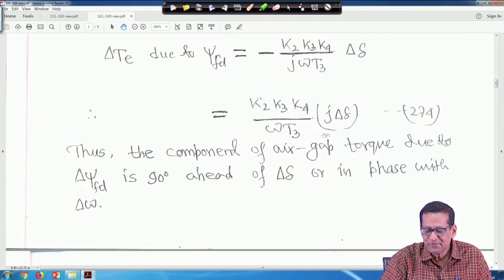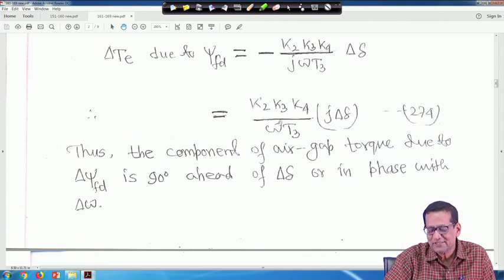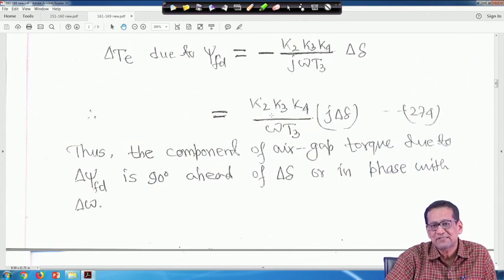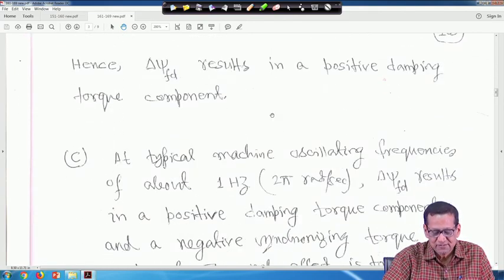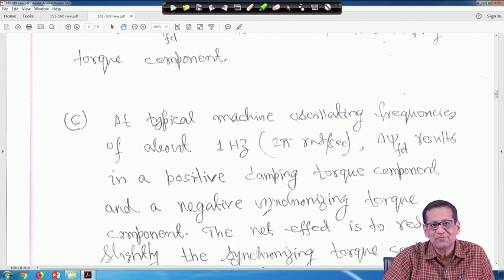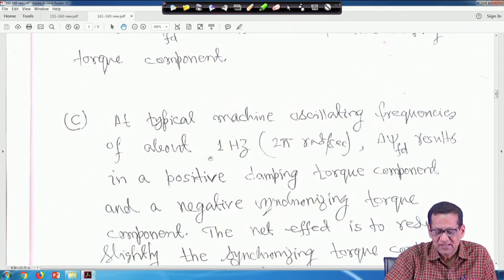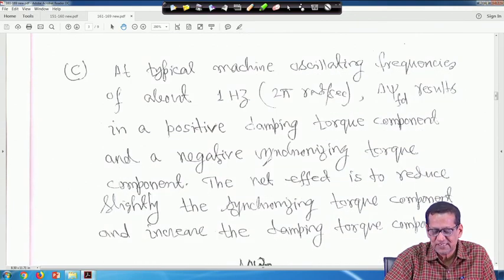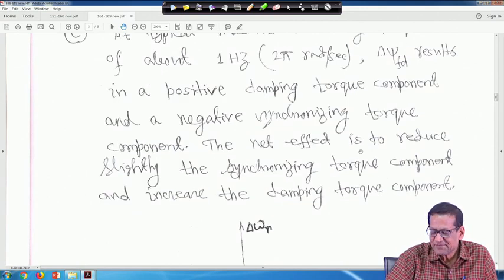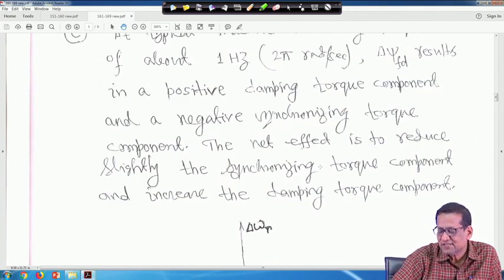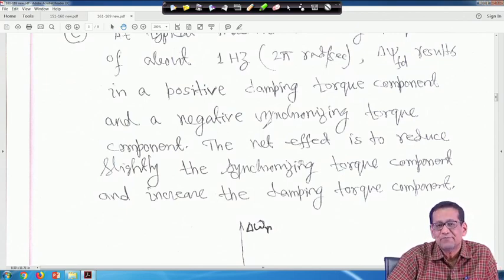Therefore, because K2, K3, K4 are always positive, omega is positive, T3 is positive, it is basically giving a positive damping torque. Now the third point, C: at typical machine oscillating frequencies of about 1 Hz, that is 2 pi radian per second, delta psi fd results in a positive damping torque component and a negative synchronizing torque component. So, the net effect is to reduce slightly the synchronizing torque component and increase the damping torque component.